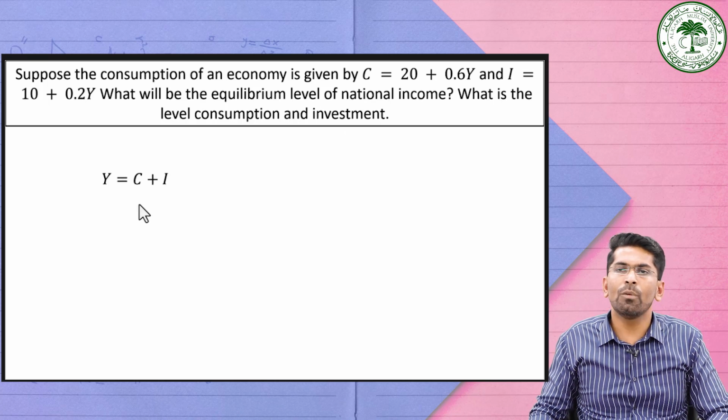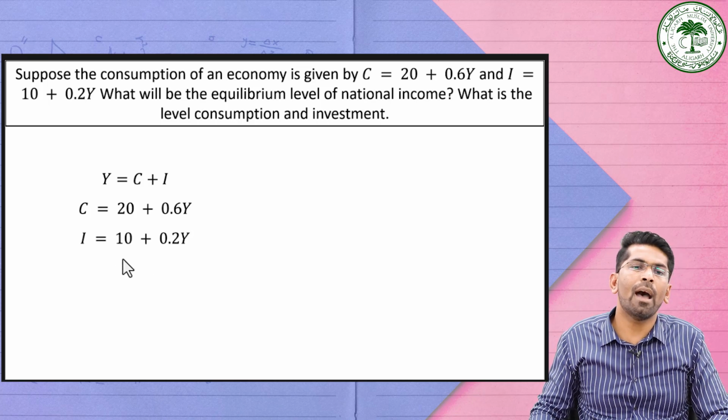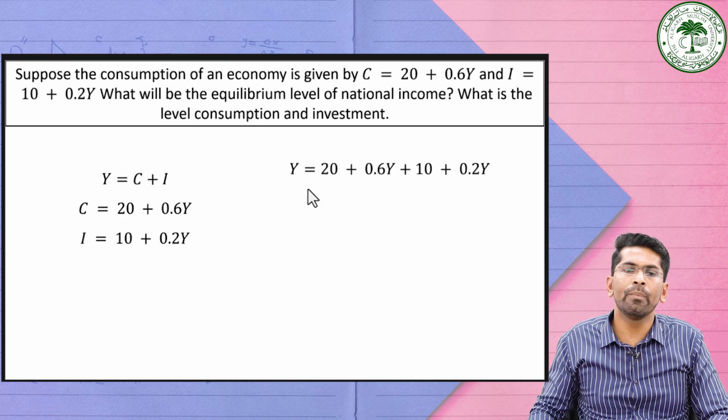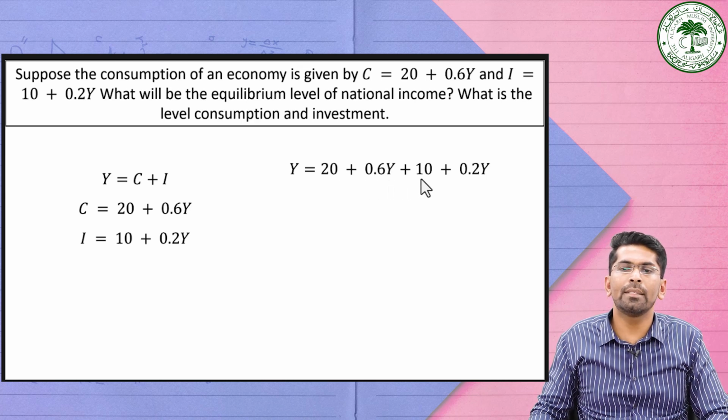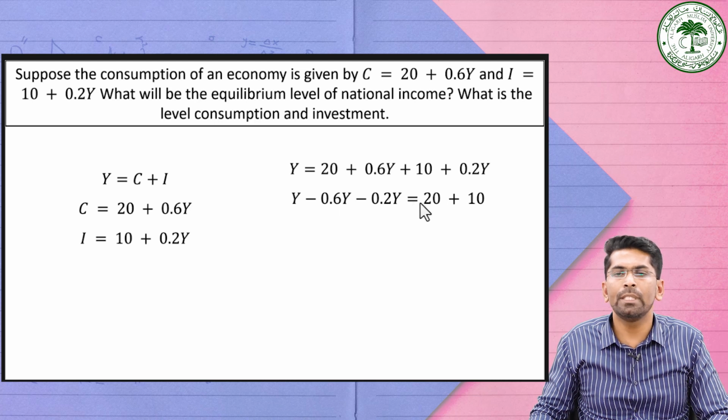So we know Y is equal to C plus I. C is given here and I is also given. So we are going to substitute C and I in the equation Y is equal to C plus I. Then it will become Y is equal to 20 plus 0.6Y plus 10 plus 0.2Y. So here, the Y terms I am going to take to the left-hand side of the equation. So it will become Y minus 0.6Y minus 0.2Y, which is equal to 20 plus 10.